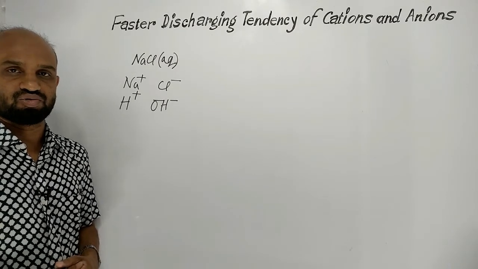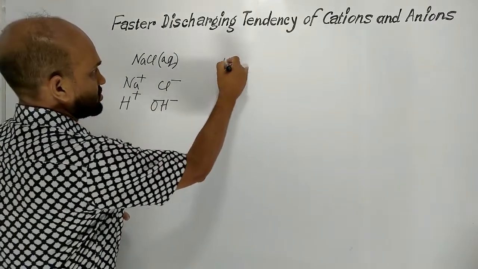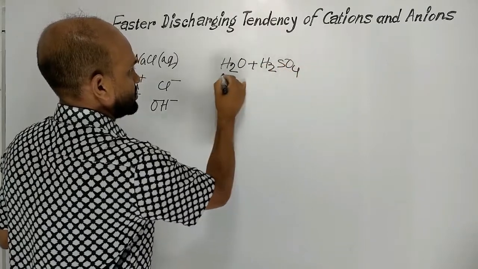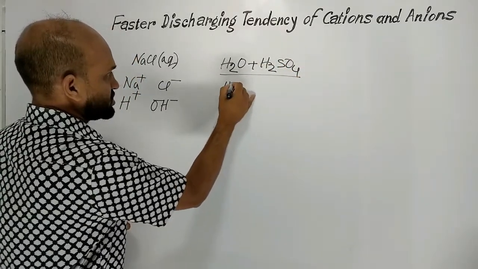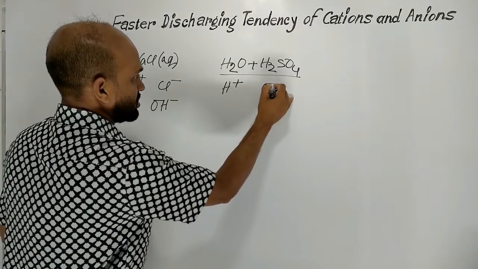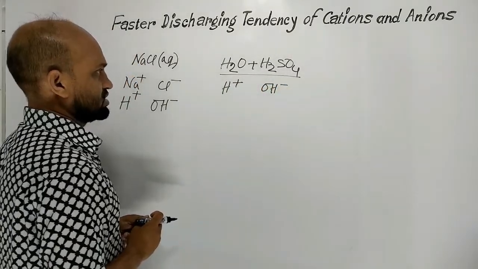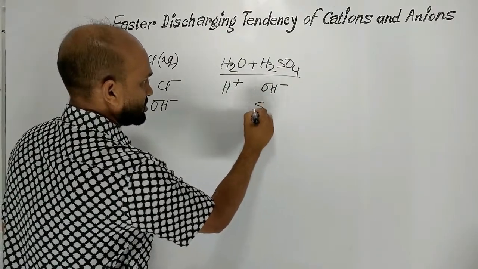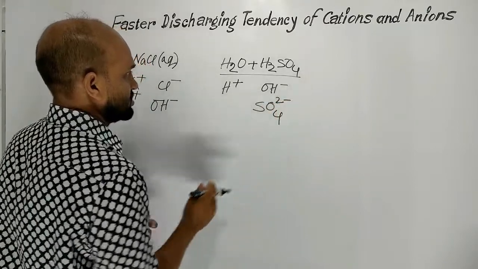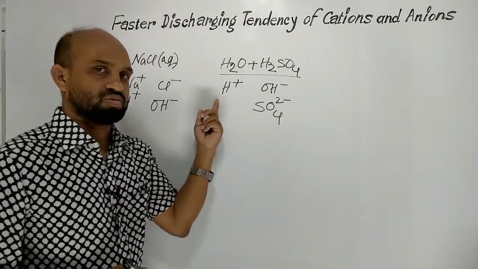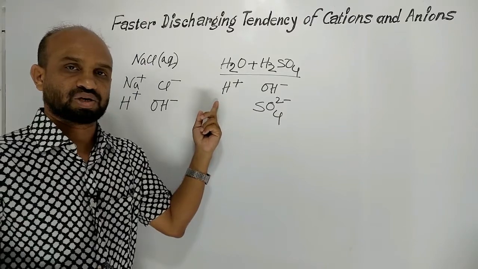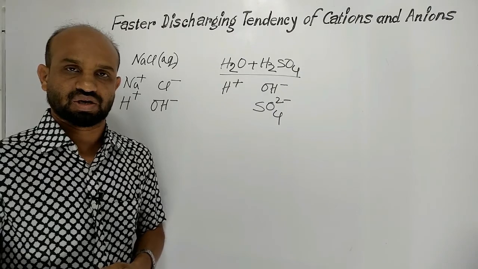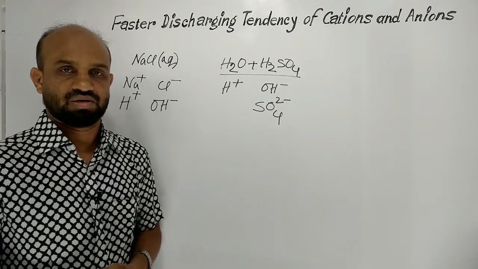Again, for acidified water, we see water acidified. Water produces hydrogen ion and hydroxide ion. At the same time, sulfuric acid produces hydrogen ion and sulfate ion. Here, one kind of cation, but two types of anions. Which anion will be oxidized first, and why?